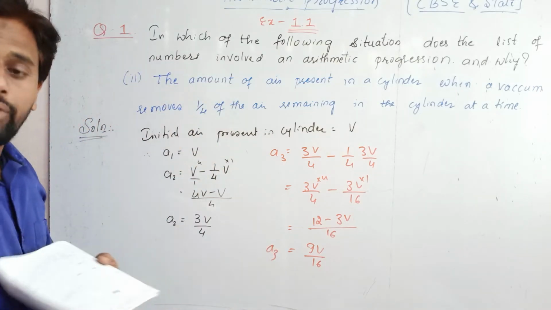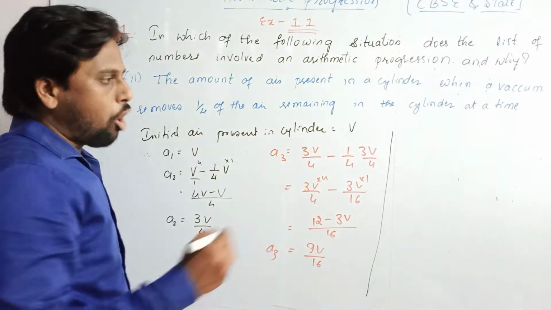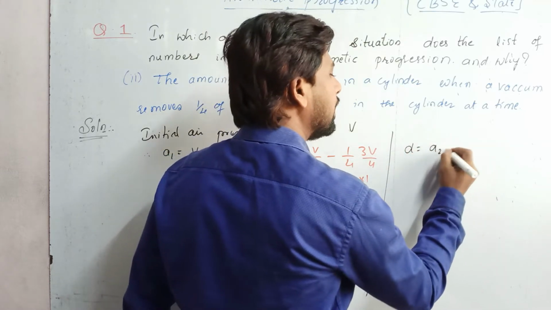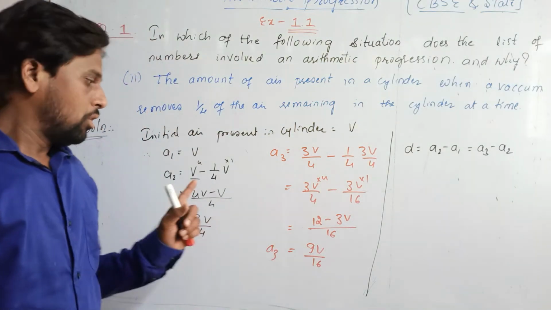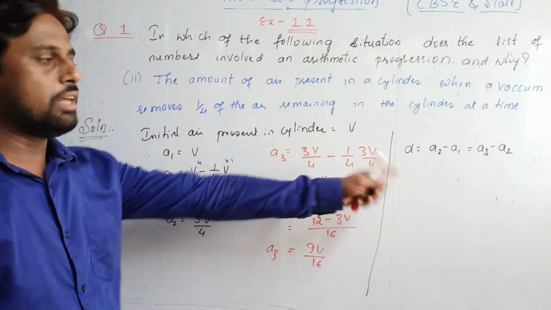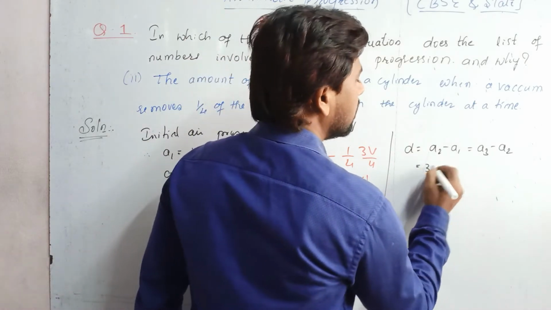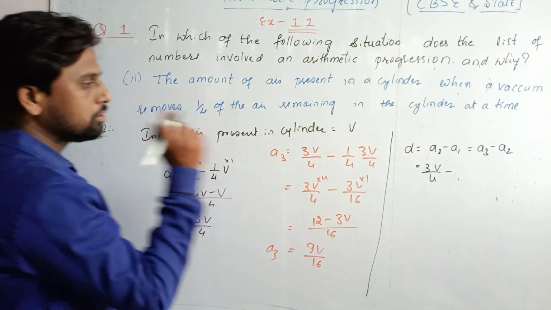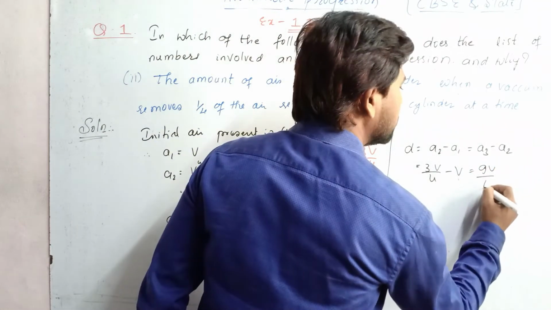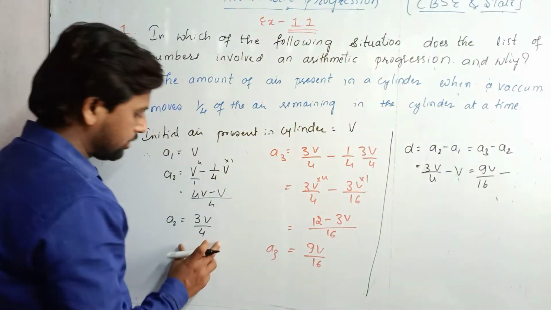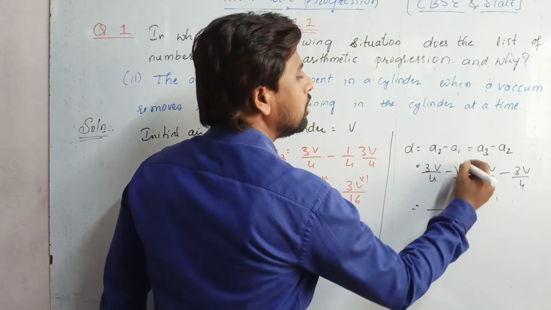So students, we all know that if you want to find an AP, you must find the common difference. So that is D is equal to A2 minus A1 is equal to A3 minus A2. If you want to define any terms, whether they are present in the AP or not, you should find the common difference. So what is the A2 here, students? That is 3V by 4 minus A1 is how much? V is equal to A. What is A3 here? 9V divided by 16 minus what is the A2? 3V by 4.